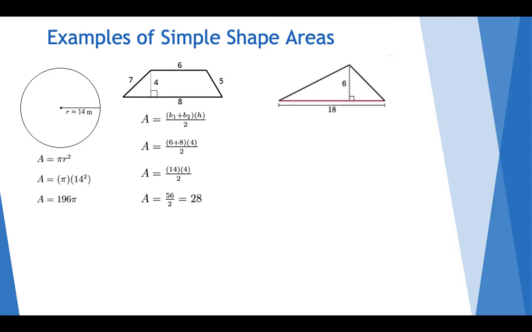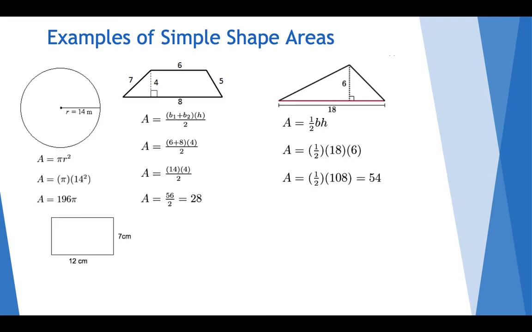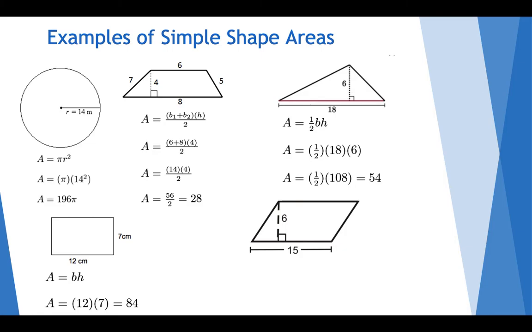Okay, how about this triangle? This triangle has a base of 18 and a height of 6, so the area equals 1/2 base times height. 1/2 times 18 times 6 equals 54. And then this rectangle, the area equals base times height. So you want to multiply 12 by 7 to get an area of 84. And then finally this parallelogram, same thing, area equals base times height. 15 times 6 equals 90.